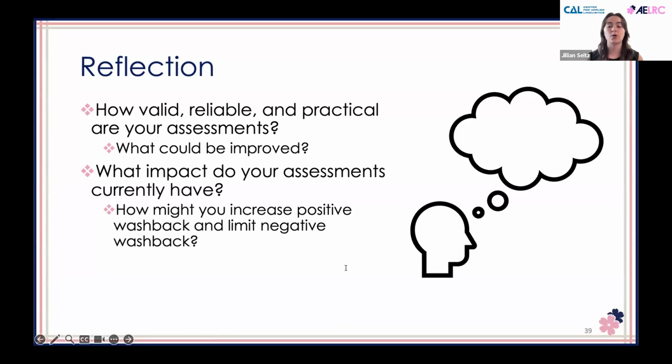And what do you know about the impact that your assessments currently have? How might you go about increasing positive washback and limiting negative washback?